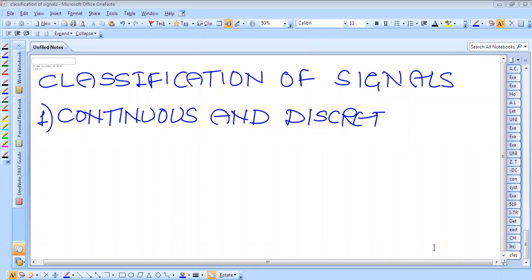Today we'll discuss the classification of signals. Five methods of classifying signals are there, based on different features. First we'll discuss the continuous and discrete time signal.